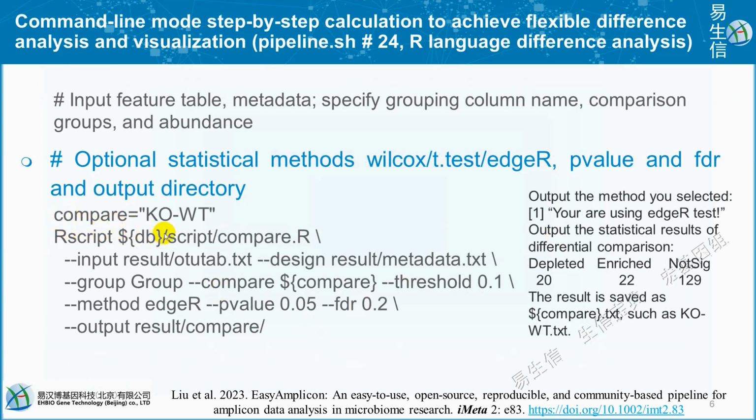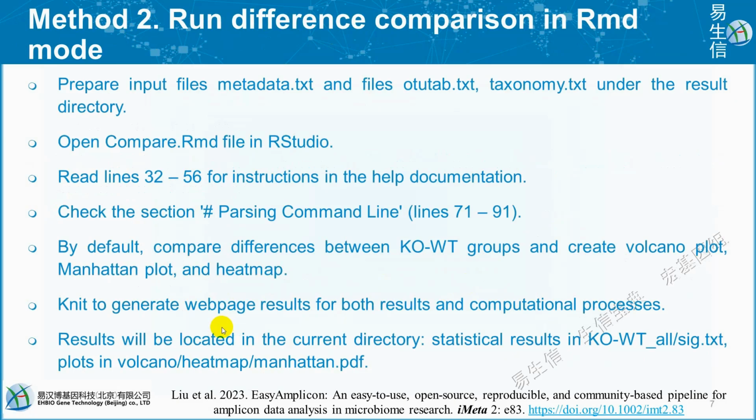Let's suppose we're going to compare between KO and WT, and we use the input files OTU table text and metadata text. We adjust the threshold of 0.1, p-value of 0.05, and FDR 0.2. In result, the output will be compare text. We will practice this in RStudio later. Let's finish that, what we're going to do.